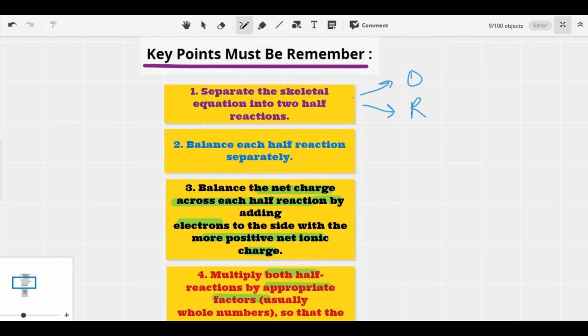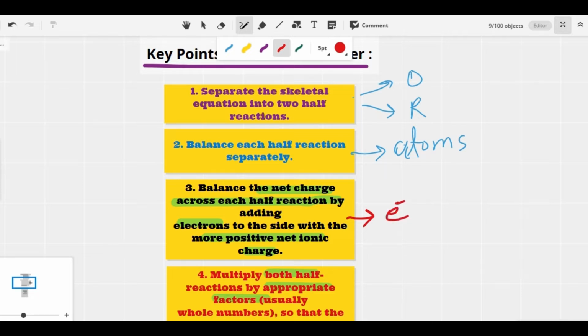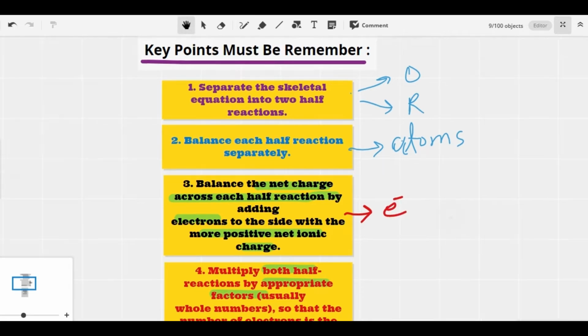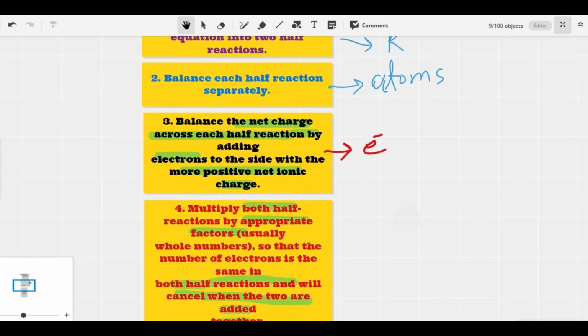The second step is that you have to balance each half reaction separately by adding the number of atoms on both sides. And the third step is to balance the net charge across each half reaction by adding electrons to the side with the more positive net ionic charge. So you have to add electrons on both sides to balance the reaction.